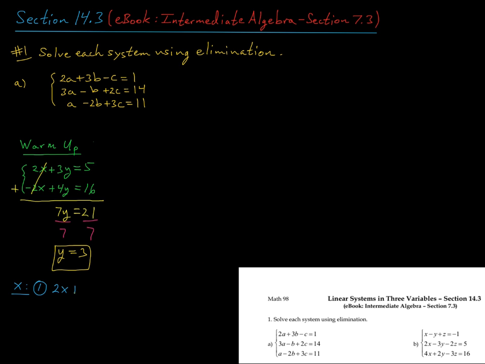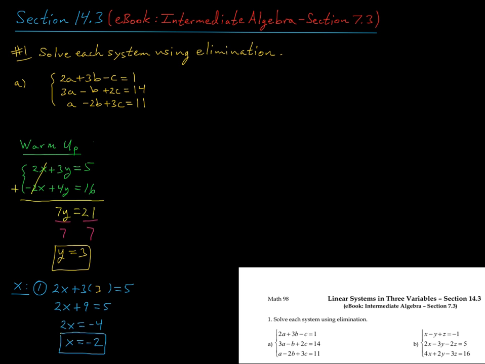So this is 2x plus 3 times y, and y is 3, and that is equal to 5. Now I can go ahead and solve for x. I have 2x plus 9 is equal to 5. Subtract 9 from both sides, and I get that 2x is negative 4. Divide both sides by 2, and I see that x is negative 2.